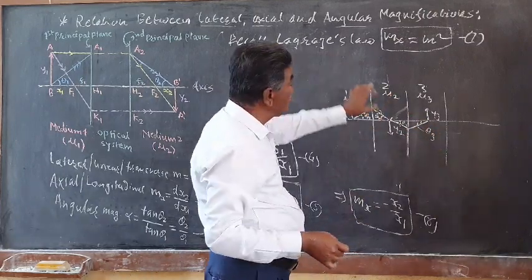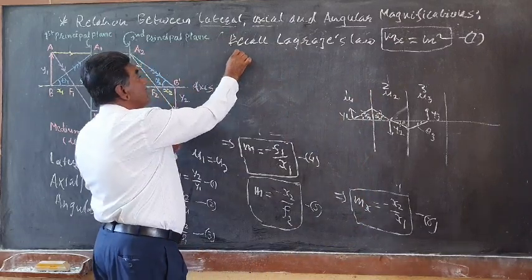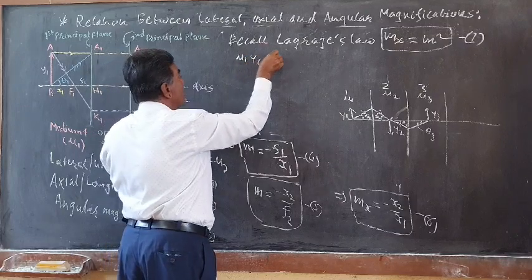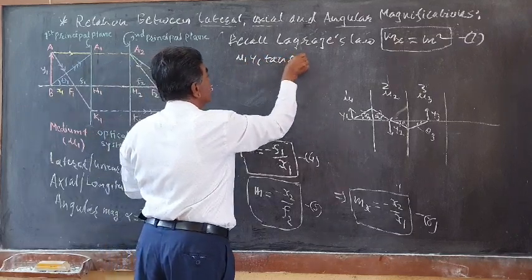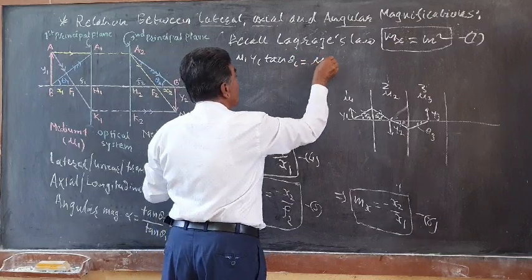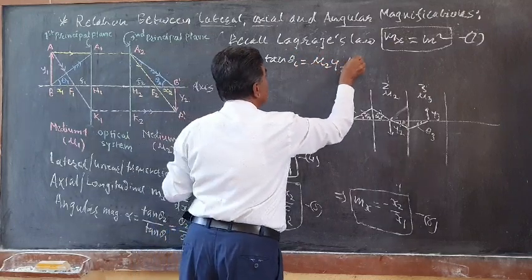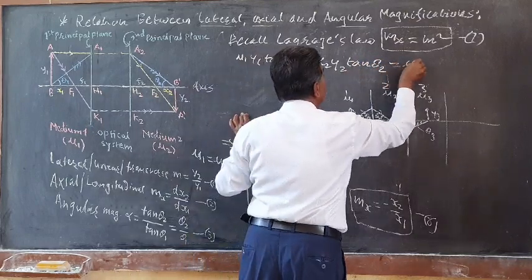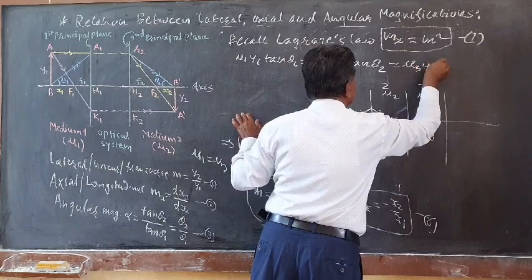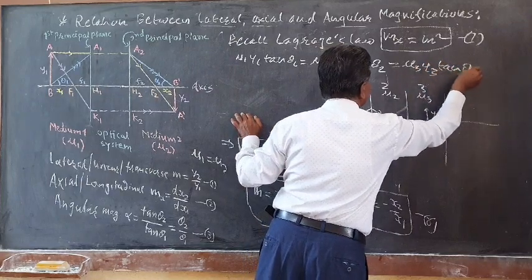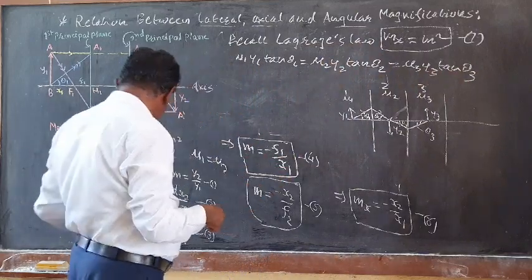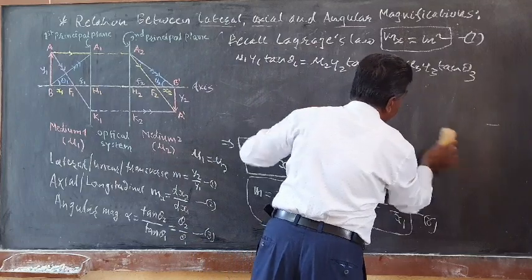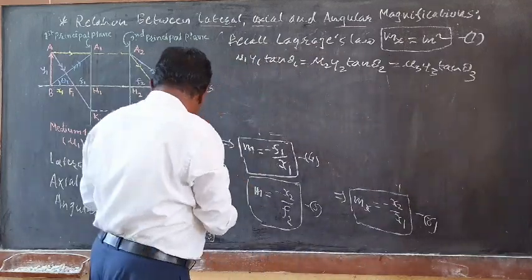Then from Lagrange it is shown that mu1 y1 tan theta1 is equal to mu2 y2 tan theta2, which is equal to mu3 y3 tan theta3, and so on. This is known as Lagrange's law, and from this law we can come to the definition of the angular magnification.